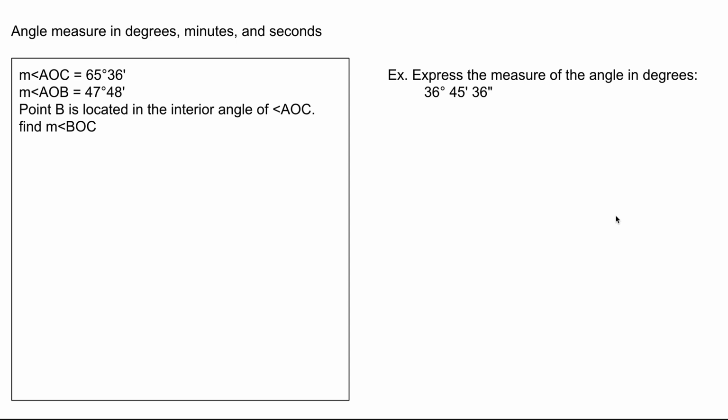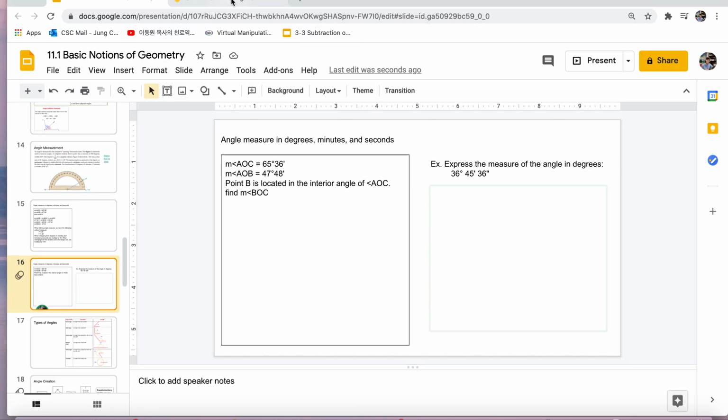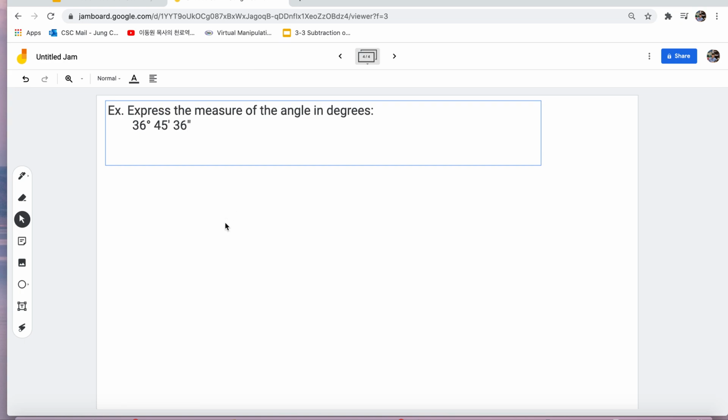Okay, let's take a look at one more example. Express the measure of the angle in degrees. Now you are given in DMS, degrees, minutes, and seconds, right? Let's think about these two degrees. You are going to have that as a decimal digit, right? Let me actually open the Jamboard. So here is the problem.